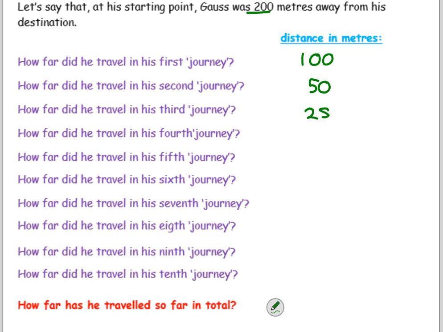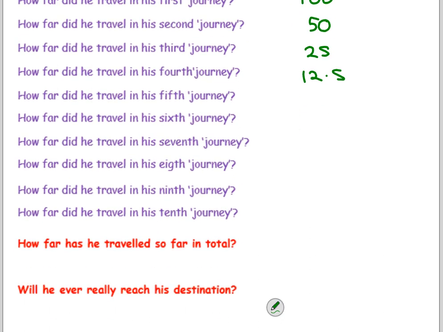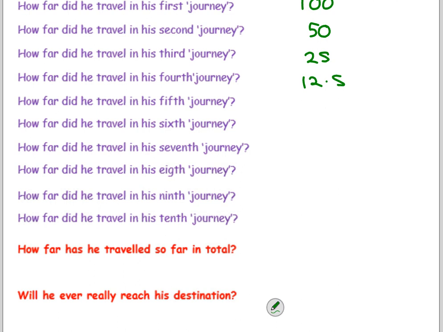Fourth: 12.5. In his fifth: 6.25. We're getting good with our decimals now. What would be sixth? It's good in terms of numerical stuff with decimals. This is a little exercise. Seventh, it's going to be 1 point something. 1.5. Did you get 15625? It's sort of a bit of a pattern, isn't it? 625 occurring again. 125. How far did he travel on his eighth journey?